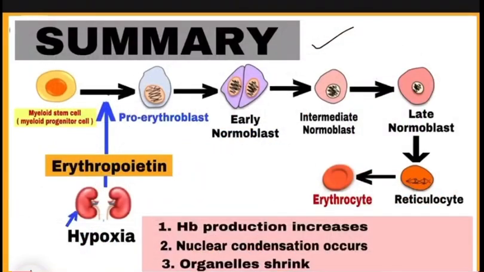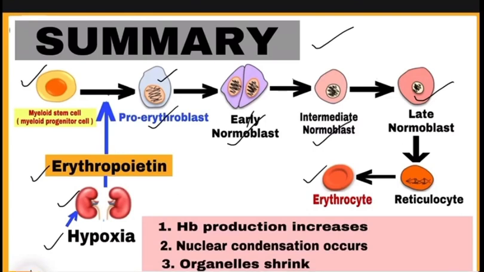This is the summary of whole process of erythropoiesis, starting from myeloid stem cells in bone marrow to erythrocyte in bloodstream. Myeloid stem cells first form proerythroblast in the presence of hormone erythropoietin secreted by kidney in response to hypoxia. In proerythroblast, synthesis of hemoglobin begins. Nucleoli disappears at early normoblast stage. Hemoglobin appears for the first time at intermediate normoblast stage. In late normoblast, nucleus disappears.